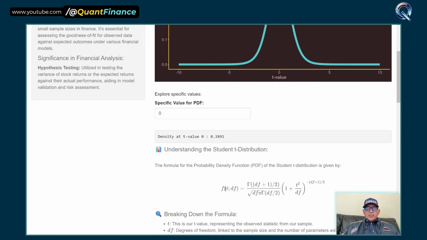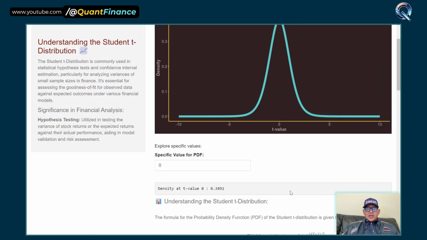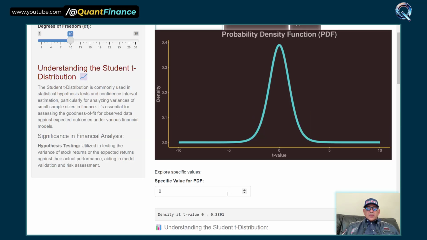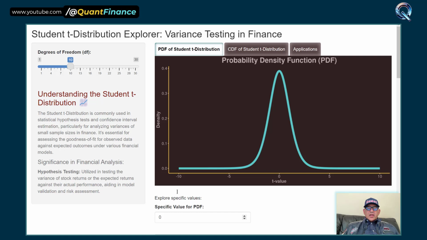And then we implement this formula in this app through coding. And when we tried that, at 0 the value comes out to be 0.3891. There is a 38.9% chance that our t value or the mean return of the portfolio would be 0%. But this is a very interactive app.